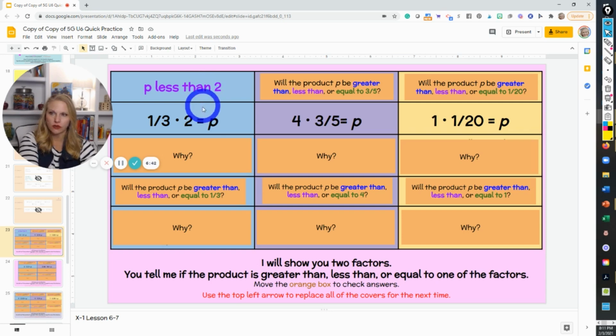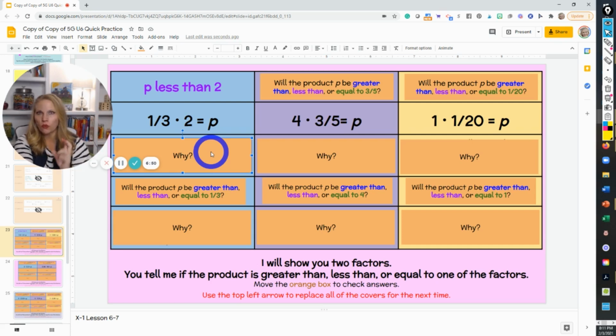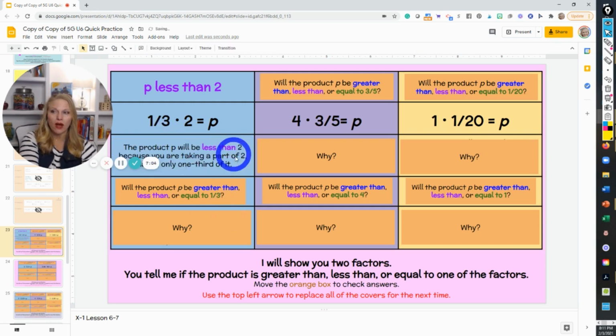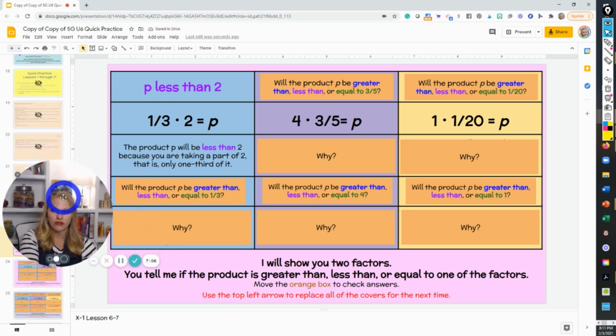I just did less than, you can choose. But then the why doesn't have to be read word for word. This is just, boys and girls, who can explain why? Like quickly, or turn and tell your partner why. And then we can rehearse it in front of the whole class. Boys and girls, we know that P will be less than 2 because we're taking 1/3 2 times, and 1/3 2 times is not even a whole number. So you can delete that why and you'll see an explanation there.